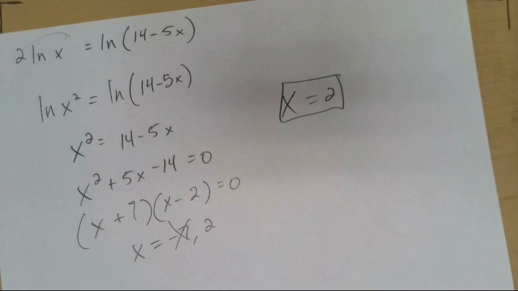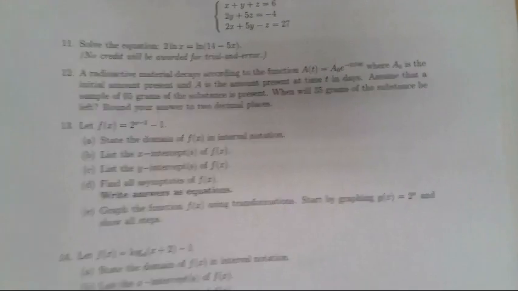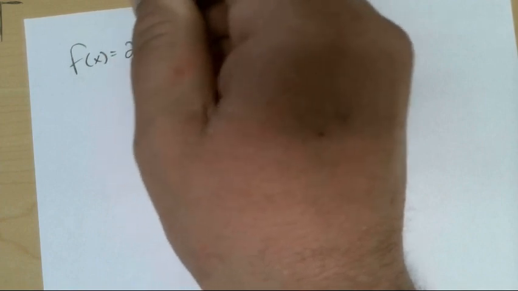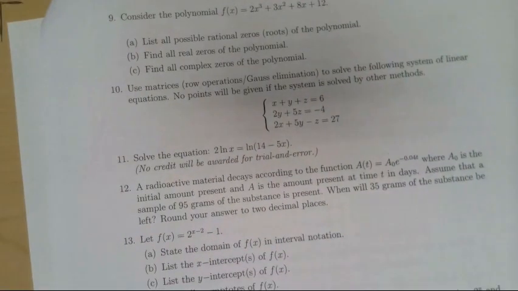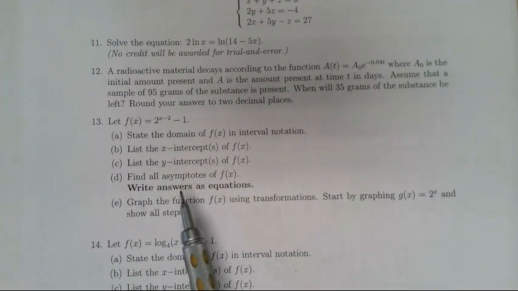That is nice. Okay, so the next problem. There's a bundle of things here. It says let f of x equal 2 to the power of x minus 2 minus 1. F of x equals 2 to the power of x minus 2 minus 1. And it says state the domain in interval notation. List the x-intercepts, list the y-intercepts, write all the asymptotes, graph the function.